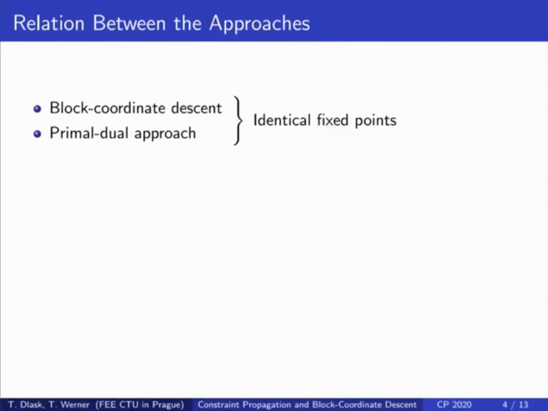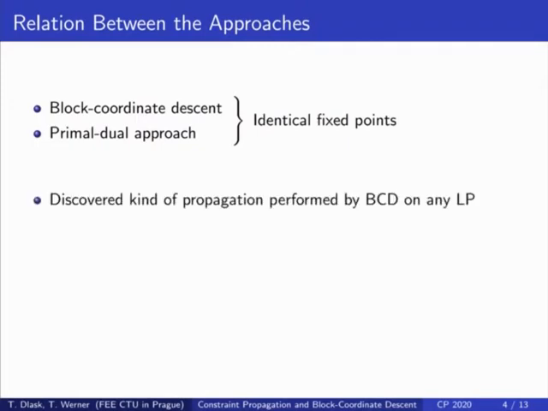We precisely define the propagation rule and show that its properties resemble other already known propagators, such as the arc consistency closure propagator. Consequently, BCD on any LP in any form with any blocks of variables in fact implicitly performs the proposed propagation rule.